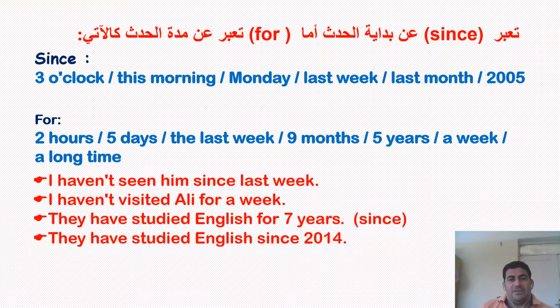Examples: I haven't seen him since last week. I haven't visited Ali for a week. They have studied English for 7 years. Use since here. If you have for and I want to use since, there is a rule here. If you have the years, you can subtract the 7 years from the year that we are in. Like what? They have studied English since 2014. Okay? This is the point of since and for as keywords.